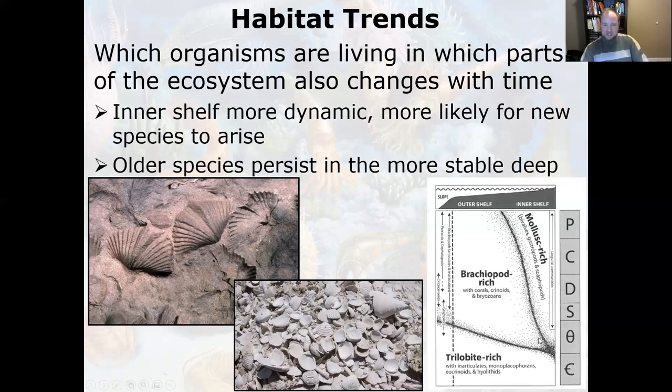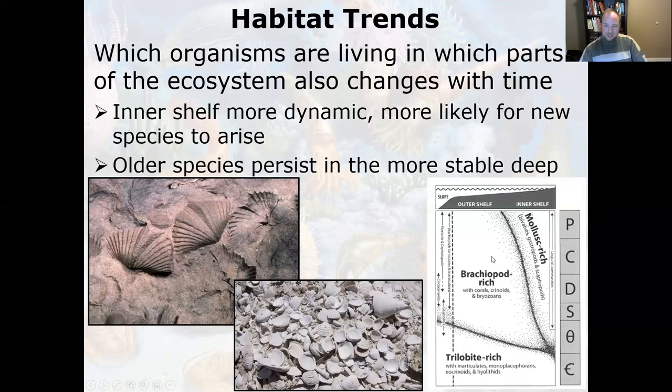What we see is that over time, bivalves, which are a relatively new thing, start in the inner shelf and then keep pushing those older organisms offshore. The newer organisms take over the inner shelf, the more dynamic environment, and push the older forms offshore. And then right after the Permian, there's a radical change, which we'll see on the next slide here.